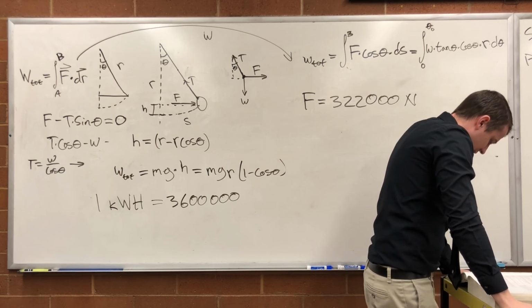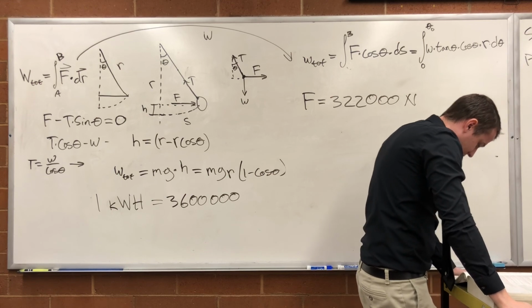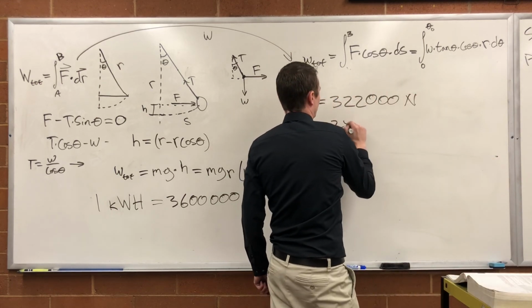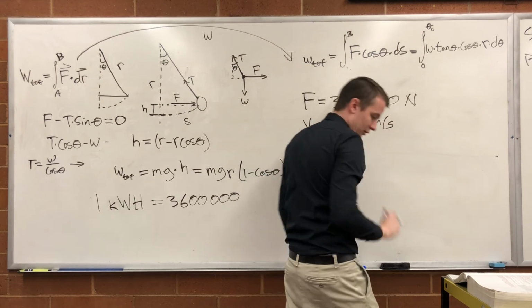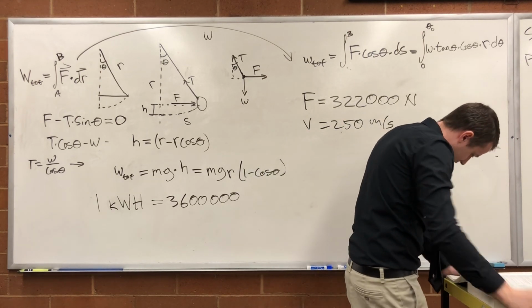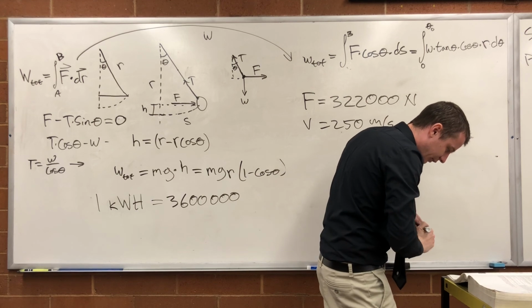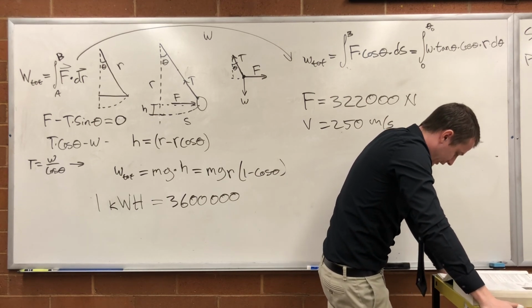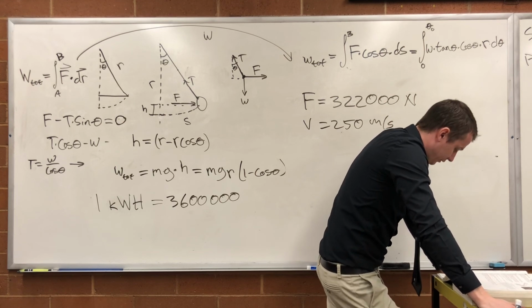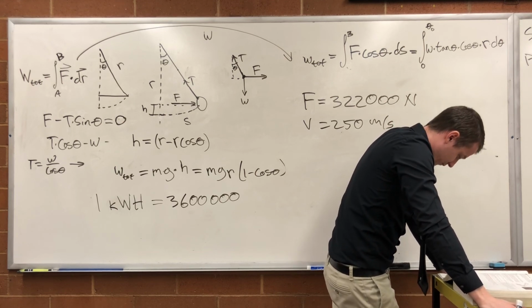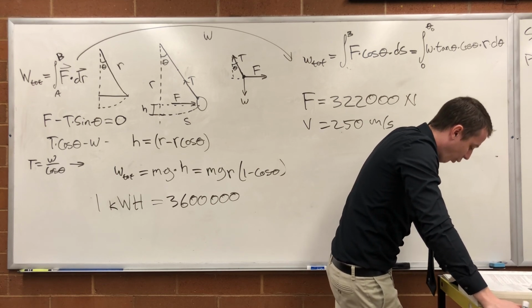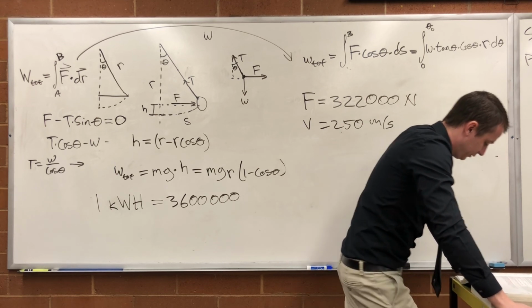Newtons. When the airplane is flying, our velocity v is equal to 250 meters per second. Alright, now let's just read the question out. We got everything on there. Each of the 4 jet engines on the airplane develops a thrust of 322,000 newtons. When the airplane is flying at 250 meters per second, what horsepower does each engine develop?